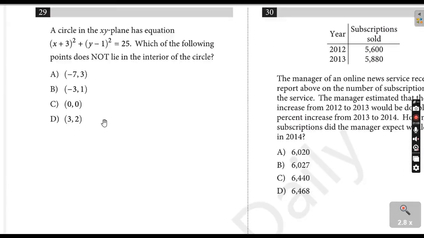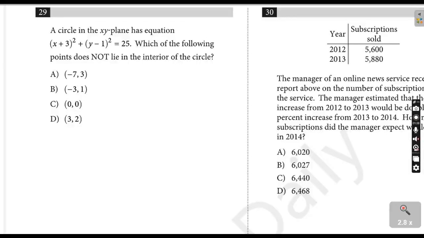Okay. A circle in the xy plane has equation (x + 3)² + (y − 1)² = 25. Which of the following points does not lie in the interior of the circle? So the first thing we need to identify is the equation of a circle. How do we write the equation of a circle?